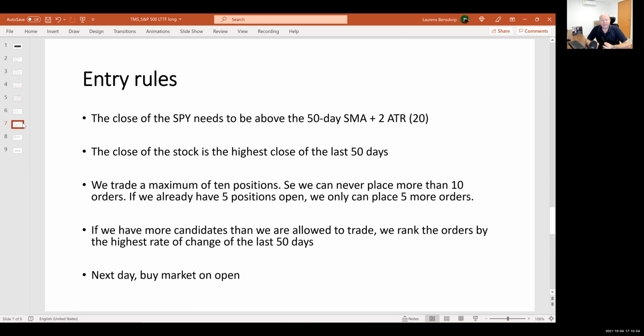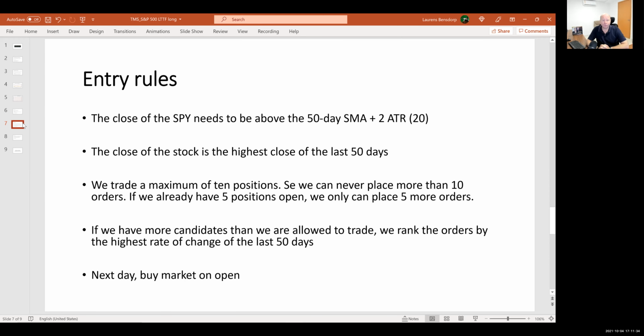My idea was to keep this as simple as possible. So the first rule is that the close of the SPY, which is the ETF of the S&P 500, needs to be above the 50-day simple moving average plus 2 average true range over the last 20 days. So we want the overall index to be up, and we measure that by the fact that the close is above the 50-day moving average, but also a band a little bit higher of 2 average true range.